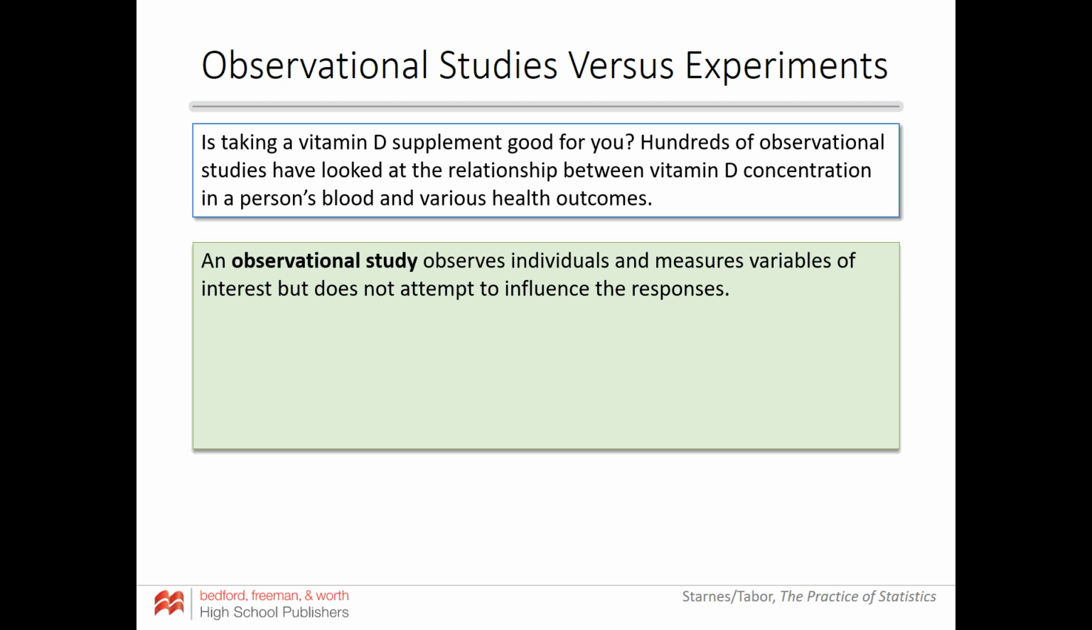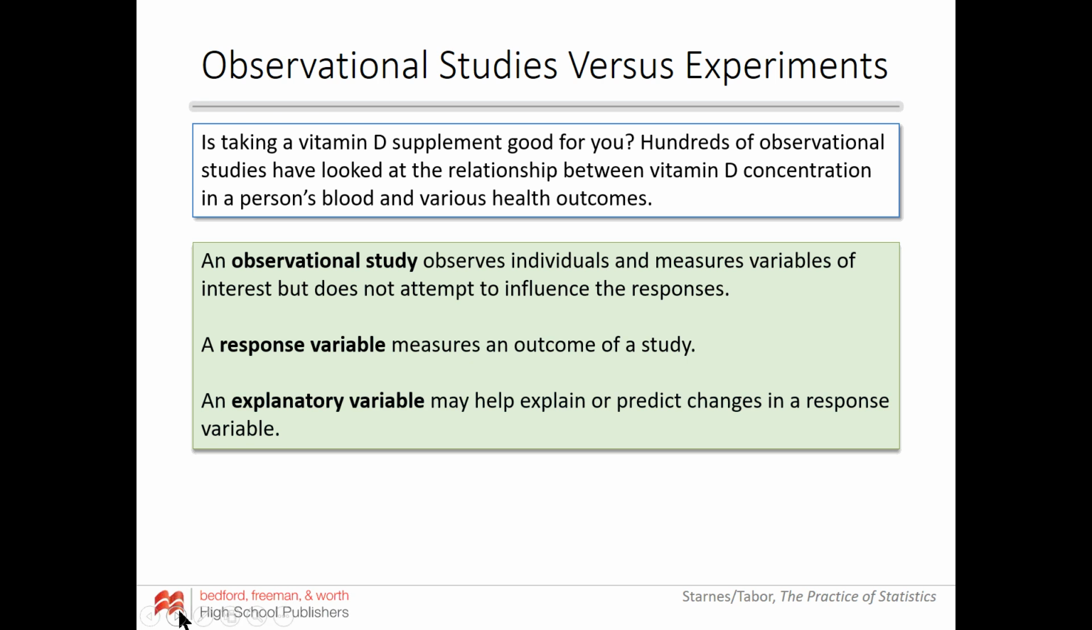That's the terminology that I think is most important. Is a treatment imposed? Did we give them vitamin D? Did we tell these people to take vitamin D, or a certain type or a certain amount of vitamin D, or not? If we didn't, if we just observed what they did and the outcomes, then that's an observational study. A response variable is the outcome of the study. An explanatory variable may help explain or predict changes in the response variable, kind of like X and Y, what we think of traditionally.